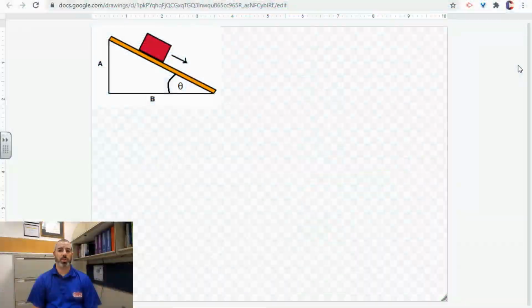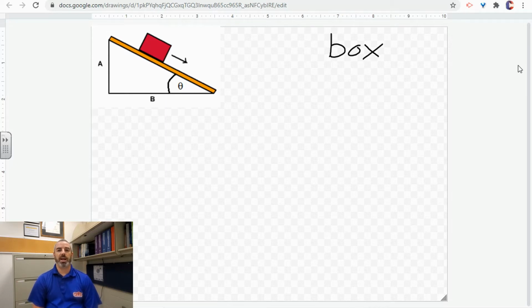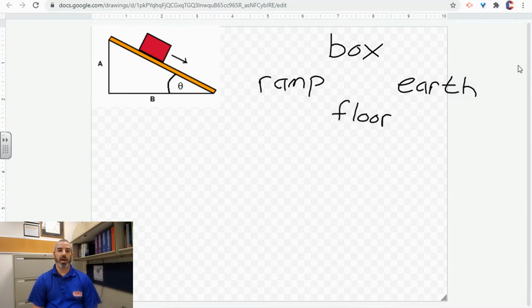So here we have a situation of a box sitting on an inclined plane. We're going to say that in this case there is no friction, that it's on a frictionless plane. And we can see that the object is going to be sliding down the ramp. So we're going to start like we do with every free body diagram with the system schema. And we know that the ramp is sitting on the floor.